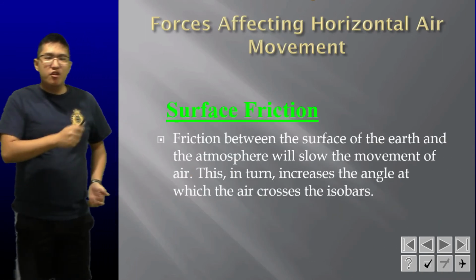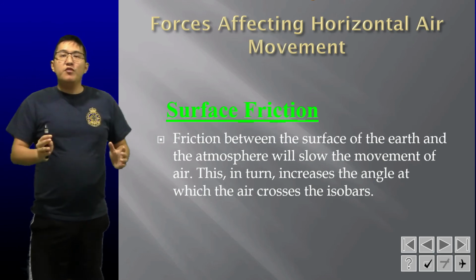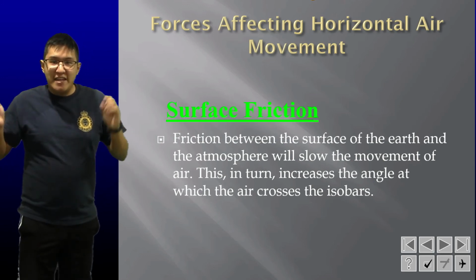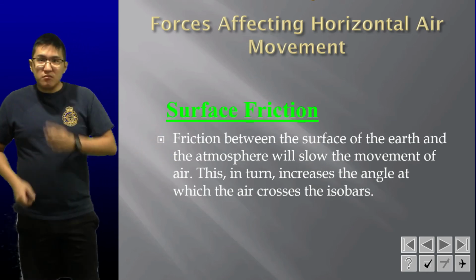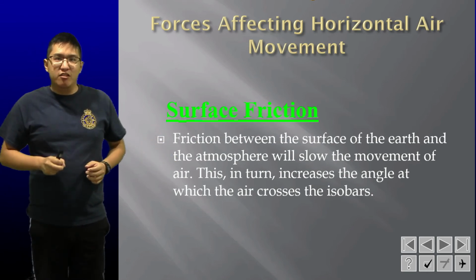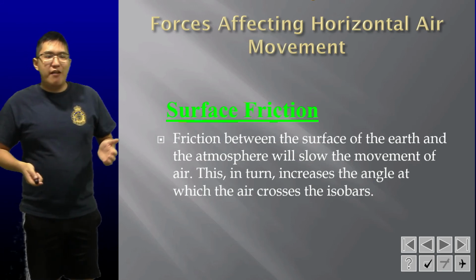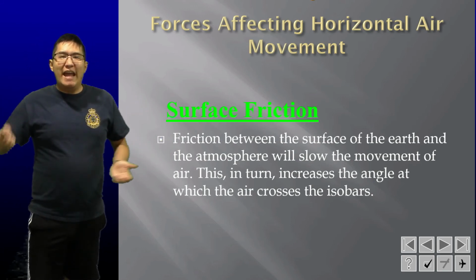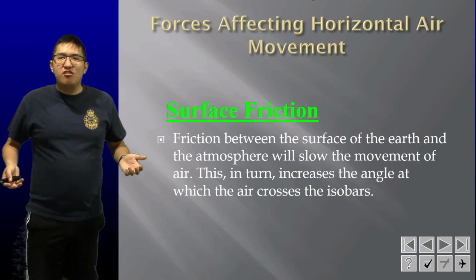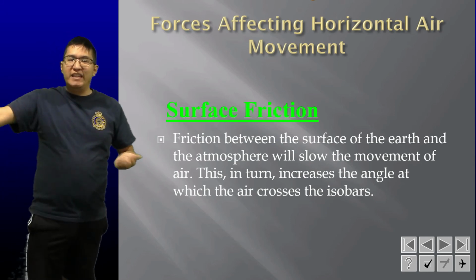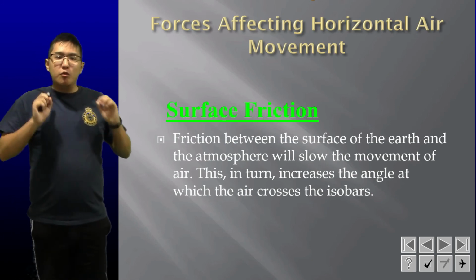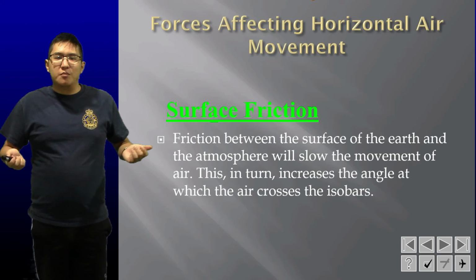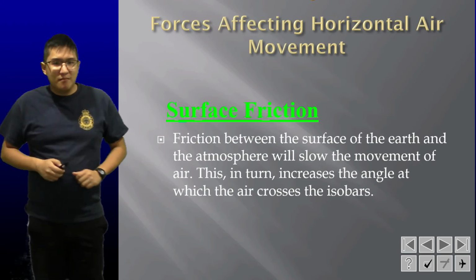Alright, next we have surface friction. Surface friction is the friction between the surface of the Earth, so the ground, and the atmosphere, or the air. This will tend to slow down the air a little bit, which is why when you have very rocky terrain, chances are the winds are not going to be as strong as if it were very flat plains. So what this does is it increases the angle at which the air crosses the isobars. It just deflects them a little bit.